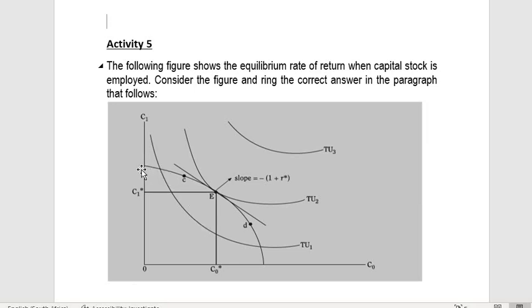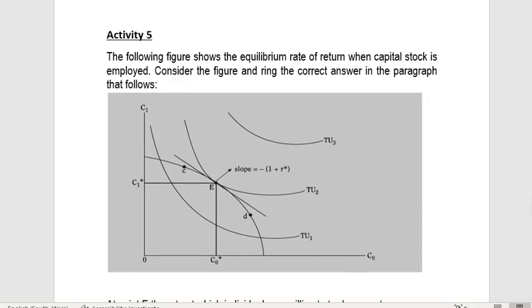Right. And then the next curve you're looking at is this one over here. This curve basically indicates the technical possibilities of trade-offs of current consumption for future consumption. And then we will now be going on to the paragraph.